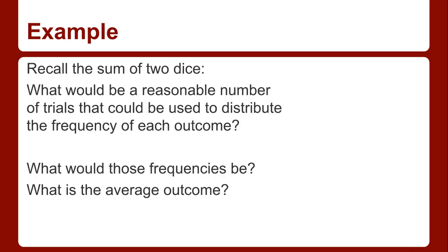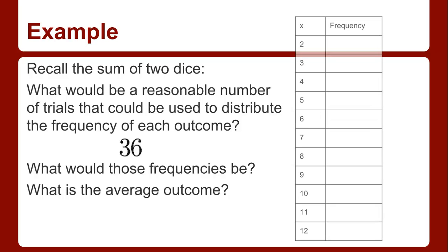So recall the sum of the 2 dice. What would be a reasonable number of trials that could be used to distribute the frequency of each outcome? If we think about the spinner as 360 trials, and what we just saw as 10 trials, then with the sum of 2 dice, how many trials would it be to say, okay, I expect this many of this one, this many of this one? And so the answer is that n of s is 36.